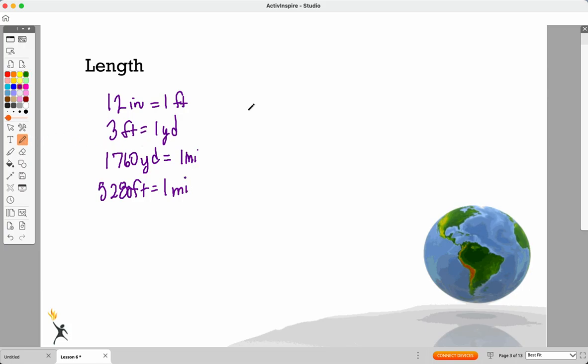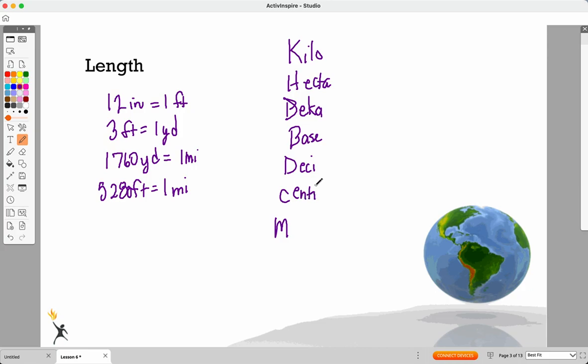So when we talked about that, we also talked about our metric system, where we talked about King Henry died by drinking chocolate milk. And we talked about how these are each based on the tens system. This is kilo, hecta, deca. This is our base unit, and we'll talk about those at the end. Deci, centi, and milli. Each of the ones ending in i's are less than 1.